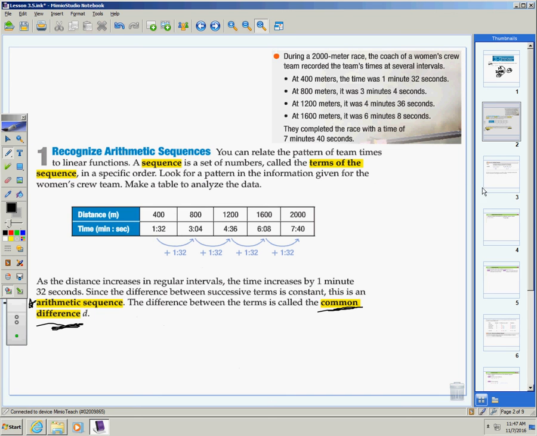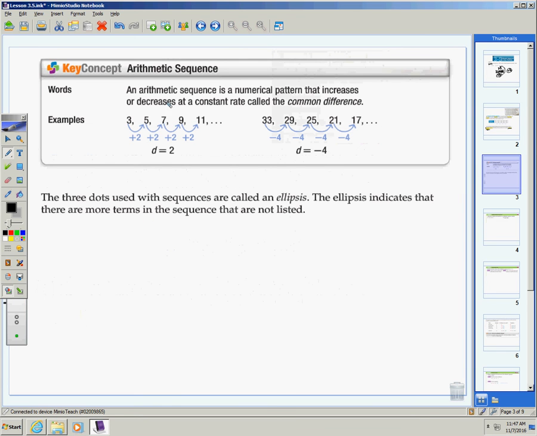And so an arithmetic sequence is a numerical pattern that increases or decreases, they don't always have to go up, at a constant rate called the common difference. So here in this sequence, we're going up by 2 every time, so our common difference is 2. And here in our second part, we've got a common difference of -4. We're going down 4 every single time, so d equals -4.